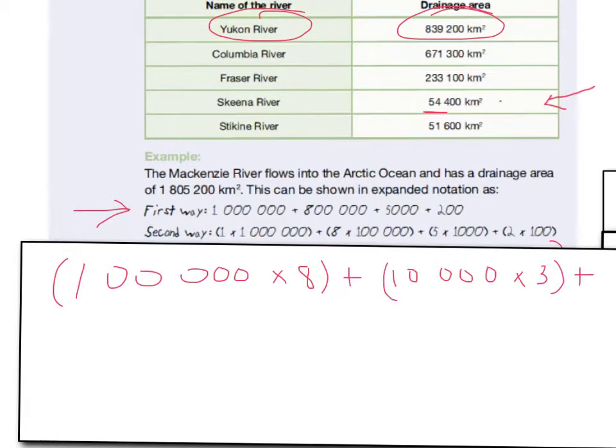Adding it. Next would be the thousands place, and there's 9 thousands, so we're going to multiply that because there's 9 groups of 1,000. Add that again. And now we're in the hundreds place, and there's 2 there, so we're going to multiply by 2, and there are no other digits, so we can stop there.